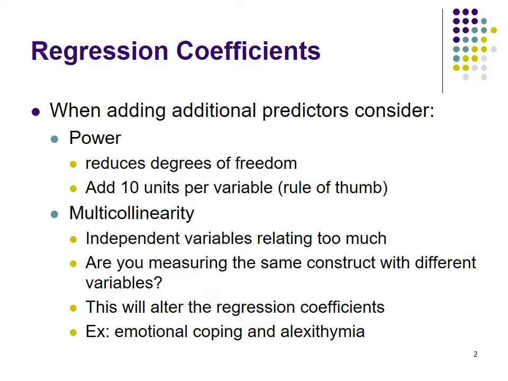Again, we do need to worry about multicollinearity as we add additional predictors. In other words, we're worried that our independent variables are more related to each other than they are to the outcome. That means you're basically measuring the same construct with different variables. You're giving up power for no reason.